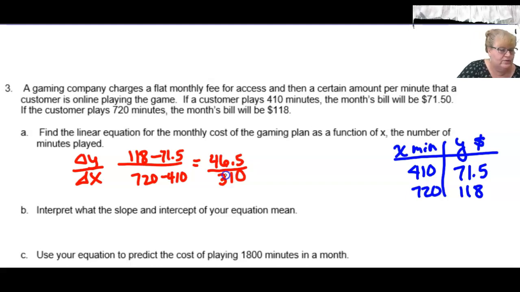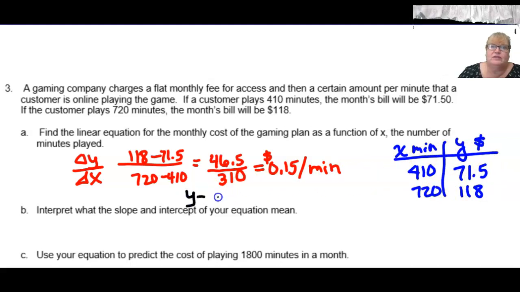If I divide that out, it comes out 0.15. So this is the slope, or 15 cents per minute played. Now it's 0.15 of a dollar or 15 cents. If we're going to leave the decimal in, we have to call it dollars, just so we're clear on that. All right, we have not finished finding the equation though. We need to put one of these points in or find the y-intercept. I'm going to stick with point slope because you really need to learn this.